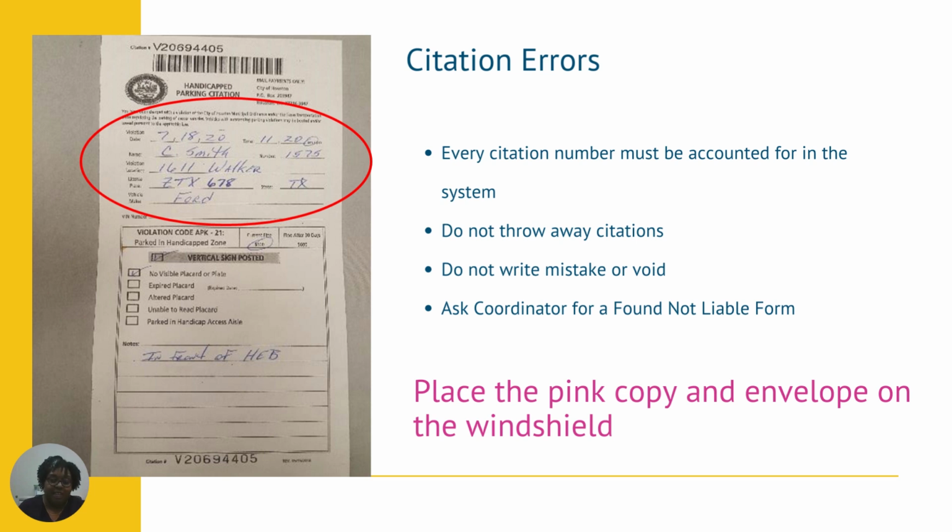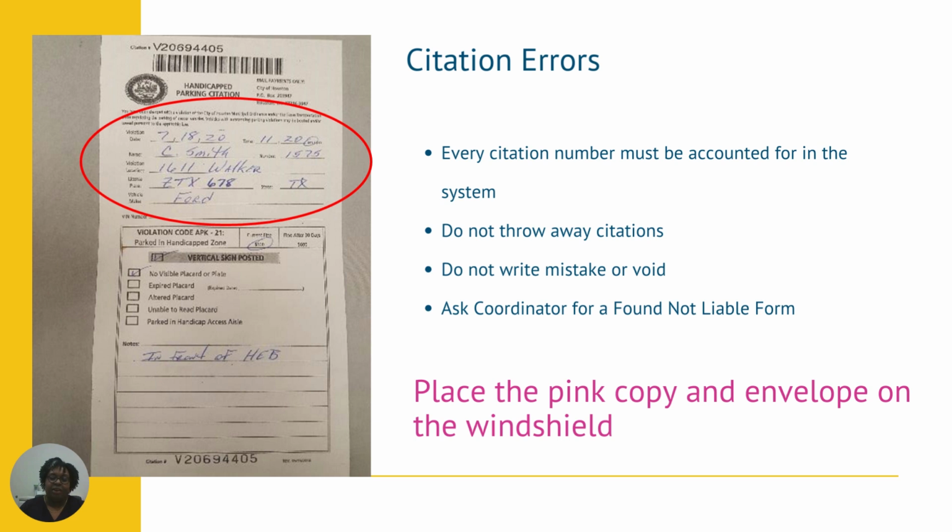We understand mistakes happen, but if you make a mistake, please do not write mistake or void on a citation. The hearing officer will slap your hand and our hands. Because when you write mistake or void, it's basically saying that you're dismissing the citation and making a legal decision, and we do not have the authority to do that. Only a hearing officer can dismiss a parking citation. So remember, if you make a mistake, don't write mistake or void.